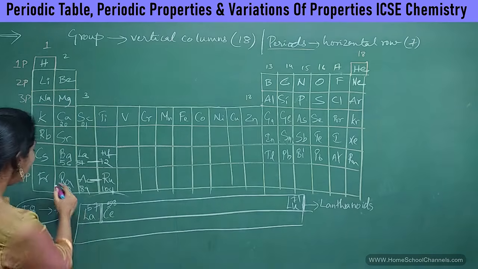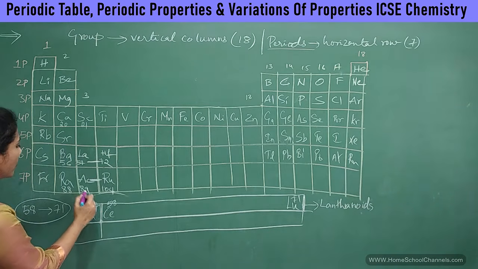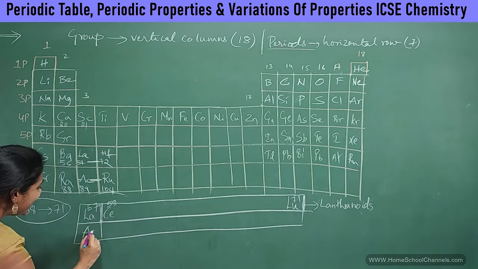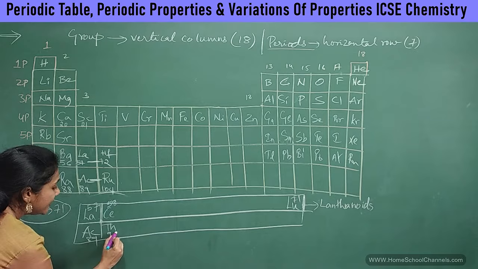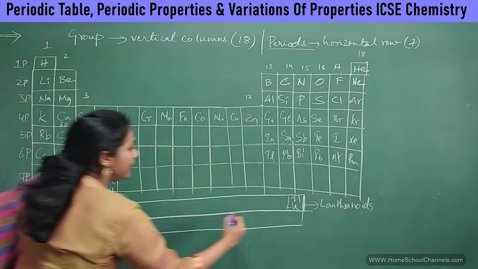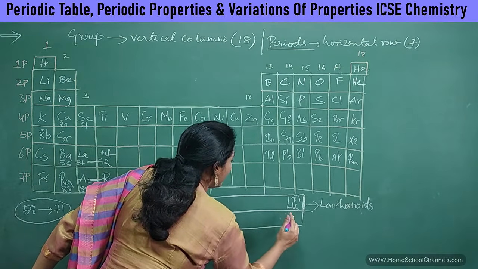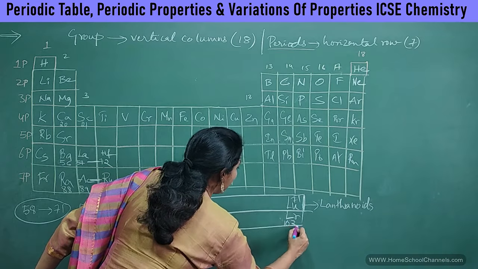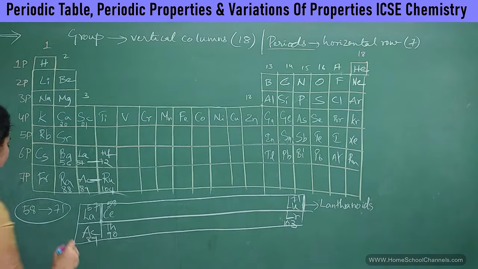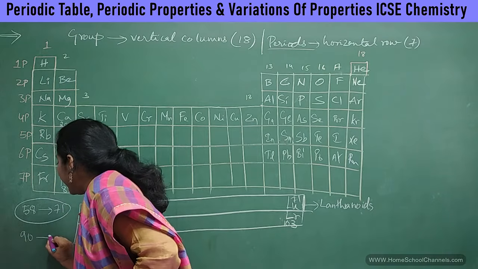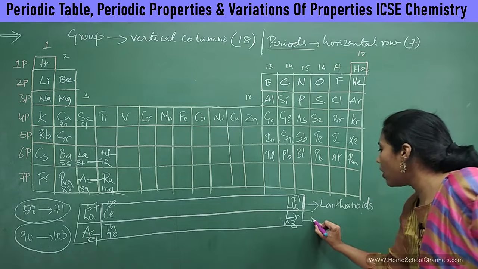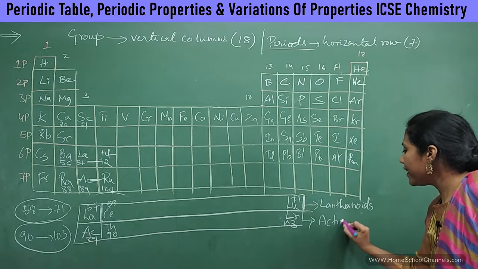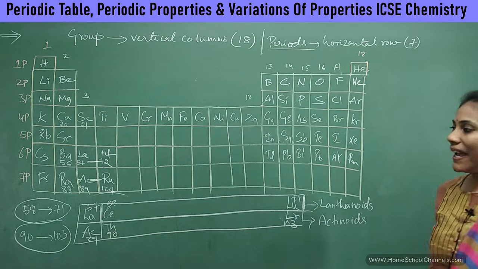Similarly, the next row includes the element actinium, atomic number 89. After actinium comes the element thorium with atomic number 90, up to lawrencium, that is atomic number 103. Again these are 14 elements. So these 14 elements are called actinoids.